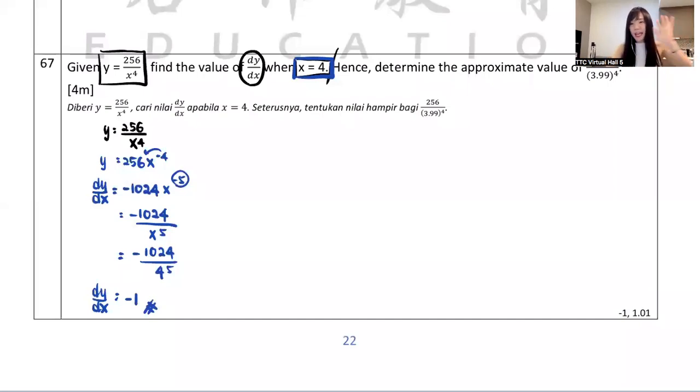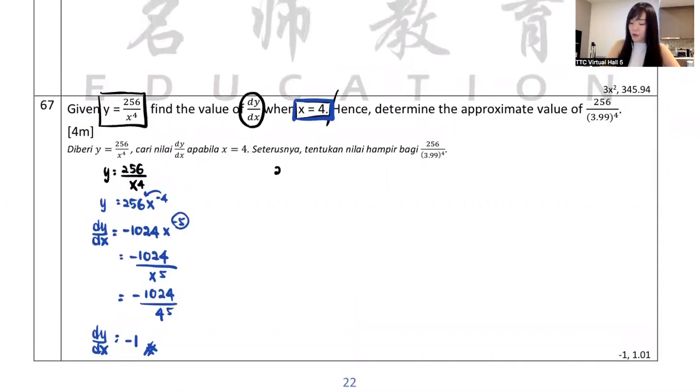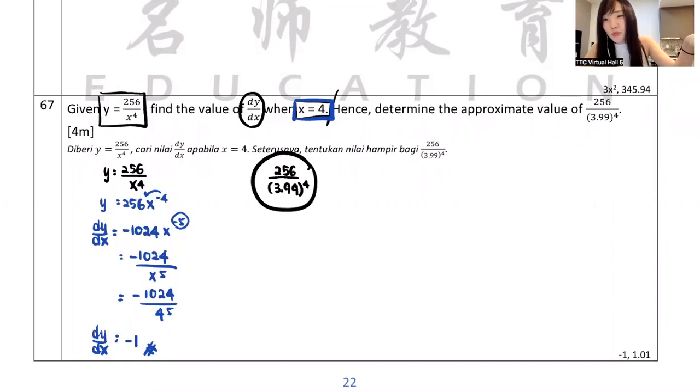Okay, the special part came. See, hence, determine the approximate value for this. All of you, listen. I read again, they say hence means therefore. So therefore, determine the value for this. Approximate means roughly. So determine the approximate value for this. How do you determine this? Actually, super easy. You look at this thing. Everything inside is a number. If everything inside is a number, what can you do to make it a value?